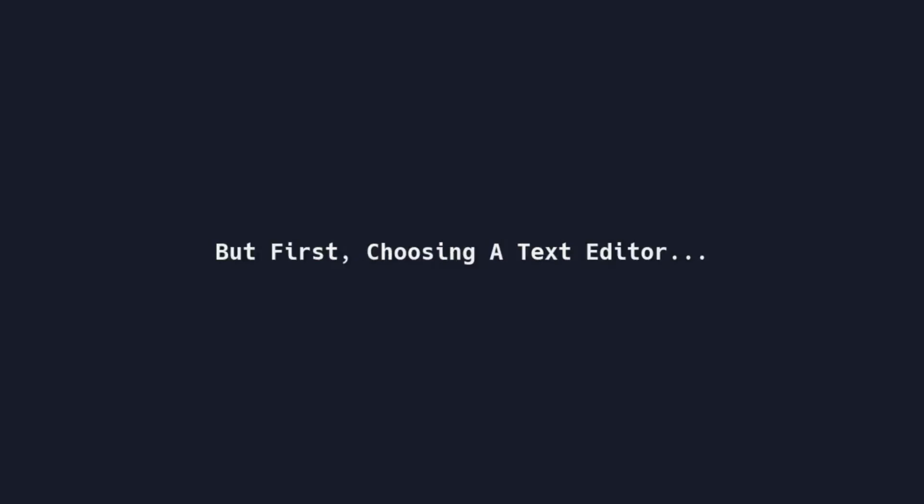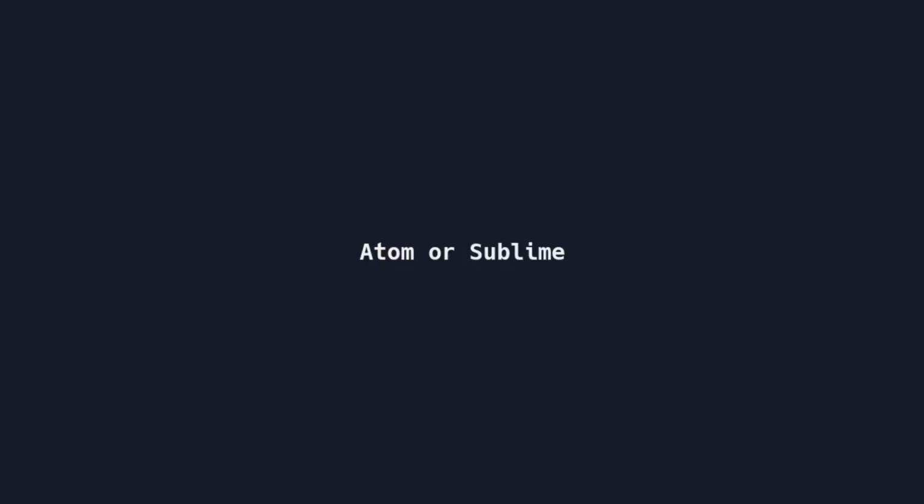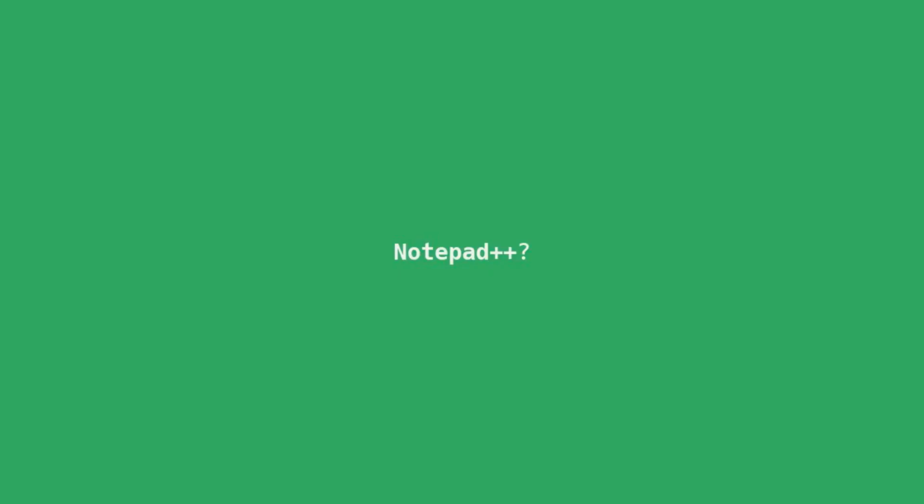Now, down to coding. We could write it in Notepad, but that won't make our life very easy. We need a more advanced text editor. You have many different choices here. You got Atom or Sublime, maybe Nano or Vim, Notepad++. The choice, as always, is yours, and it will change nothing.